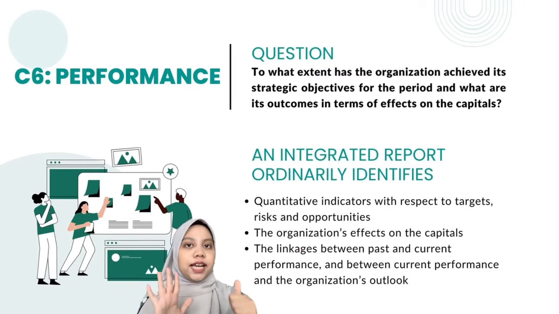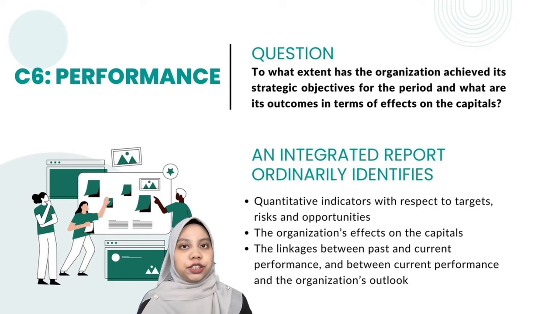Moving on to content element number 6, performance. An integrated report should answer the question, to what extent has the organization achieved its strategic objectives for the period, and what are its outcomes in terms of effects on the capitals? An integrated report ordinarily identifies quantitative indicators with respect to targets, risks, and opportunities, the organization's effects on the capitals, the linkages between past and current performance, and between current performance and the organization's outlook.